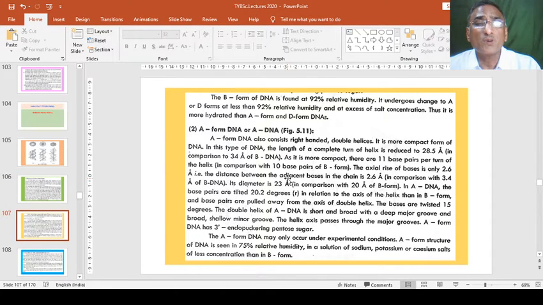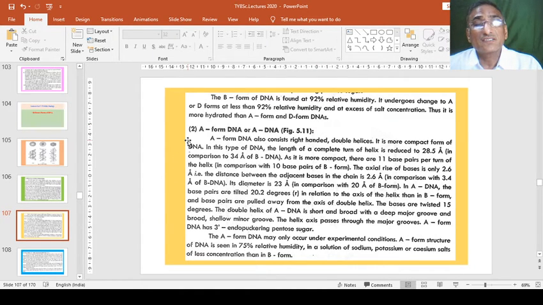The B form of DNA is found at 92% relative humidity. It undergoes change to A or D forms at less than 92% relative humidity and at excess salt concentration. Thus, it is more hydrated than A form and D form DNAs.